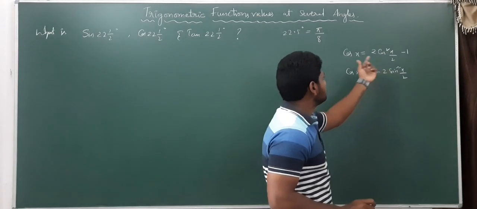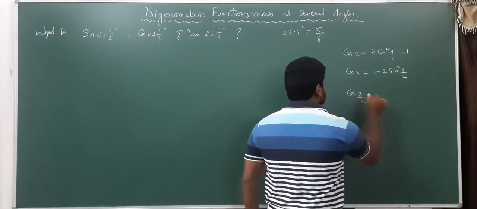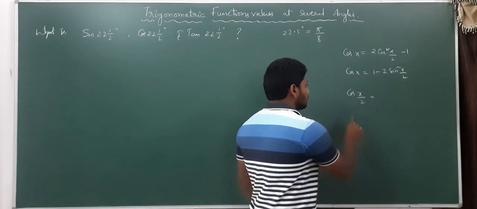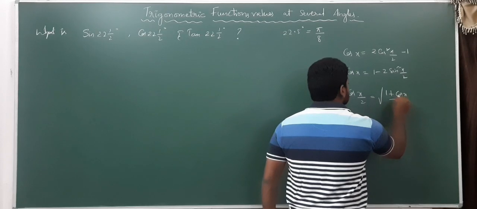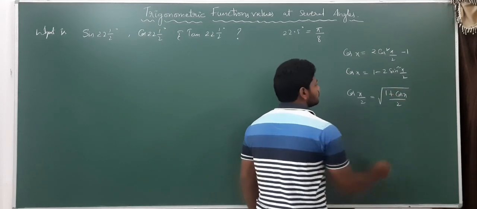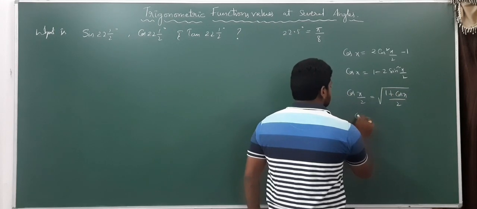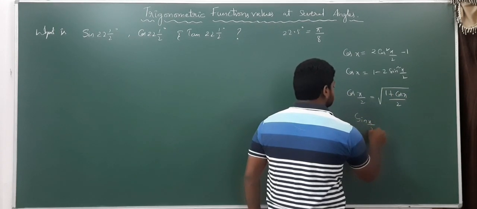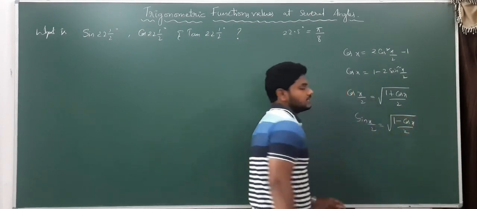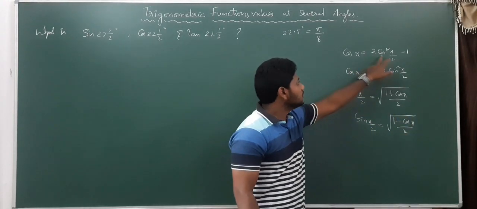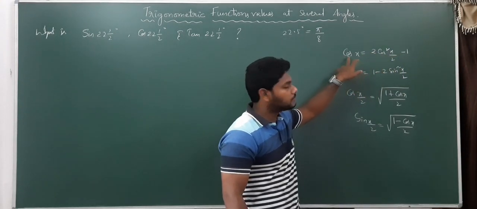From this, what is cos x by 2? Cos x by 2 is equal to square root of 1 plus cos x by 2. Again, sin x by 2 is equal to square root of 1 minus cos x by 2. You bring this to this: minus 1 you bring over, so 1 plus cos x, and the 2 comes as 1 plus cos x by 2.